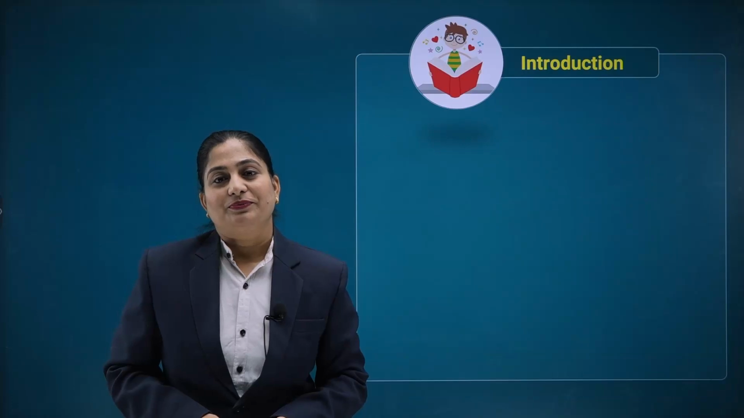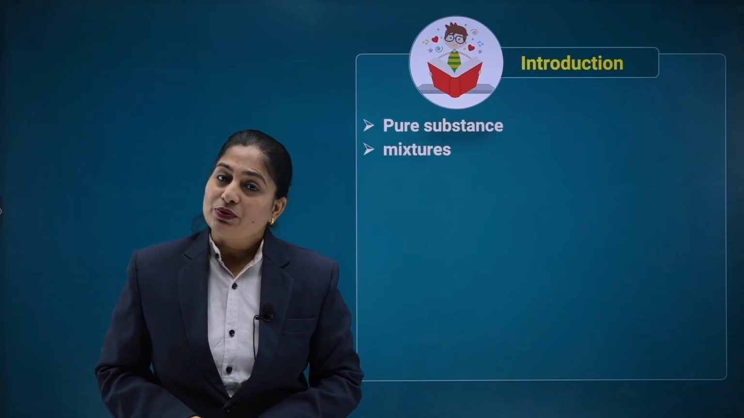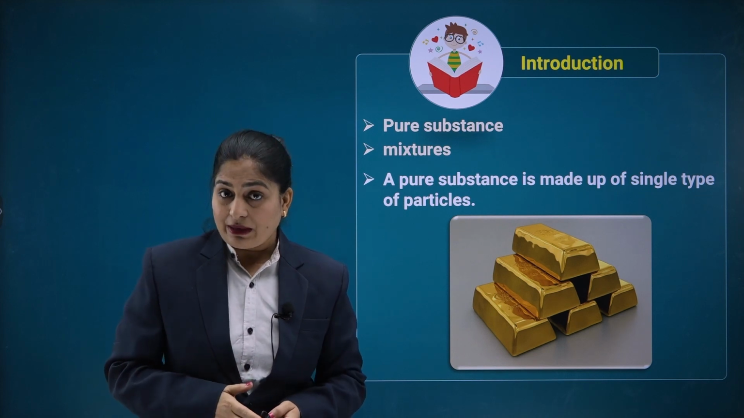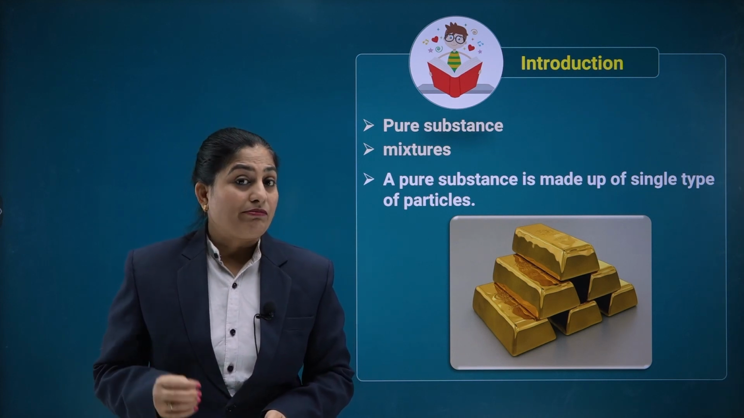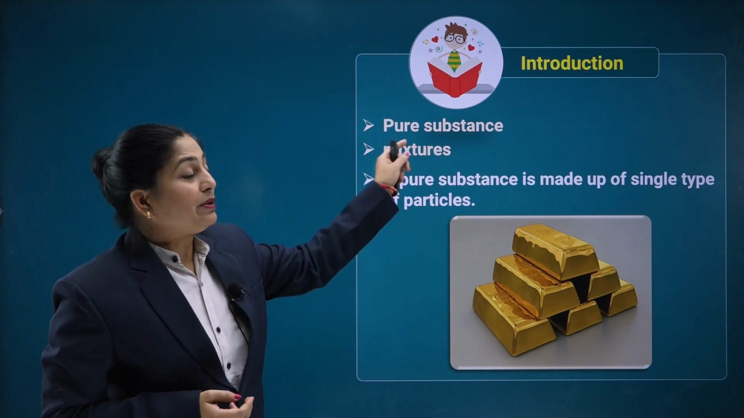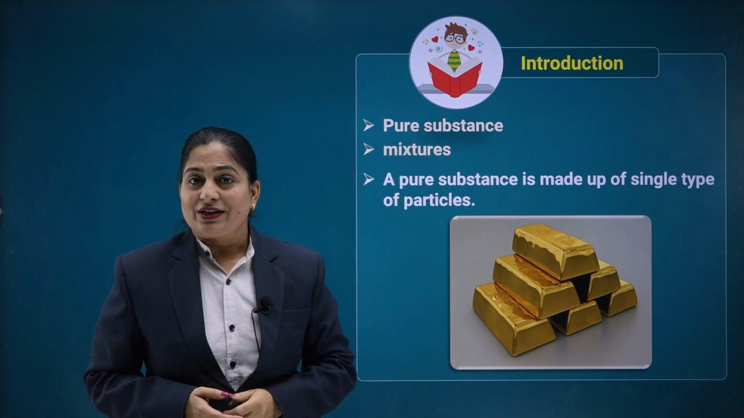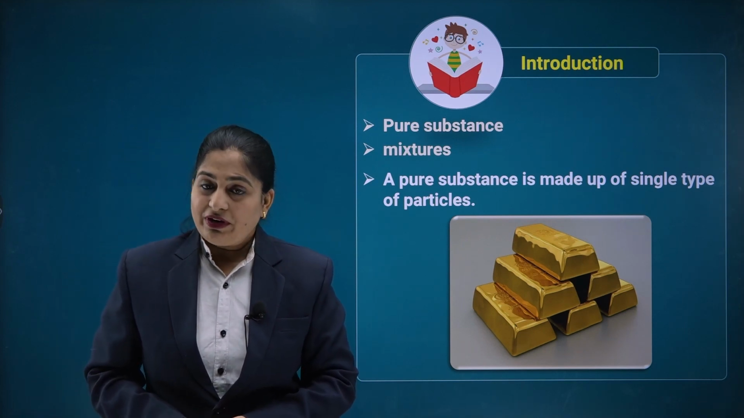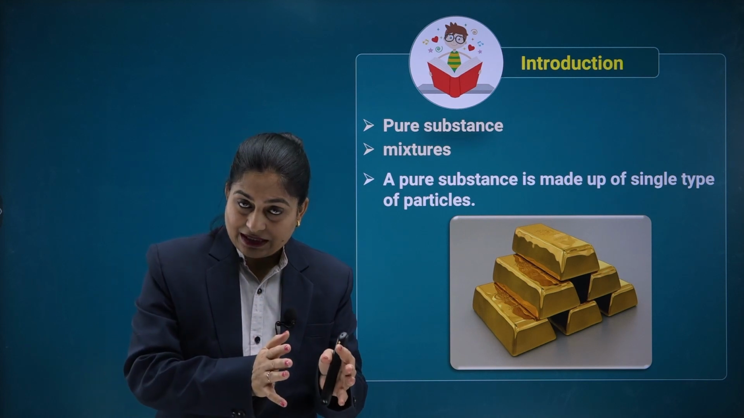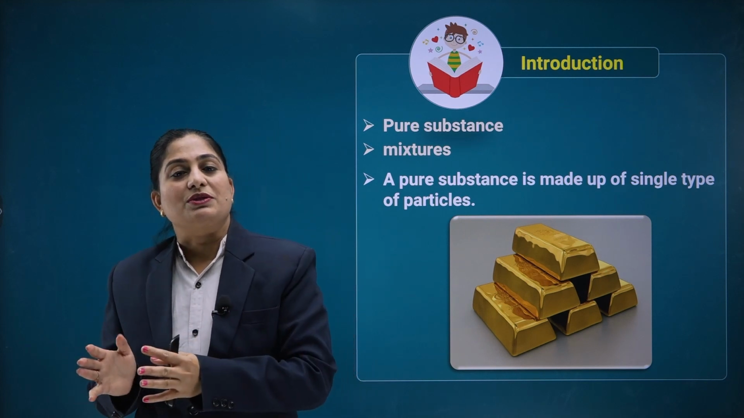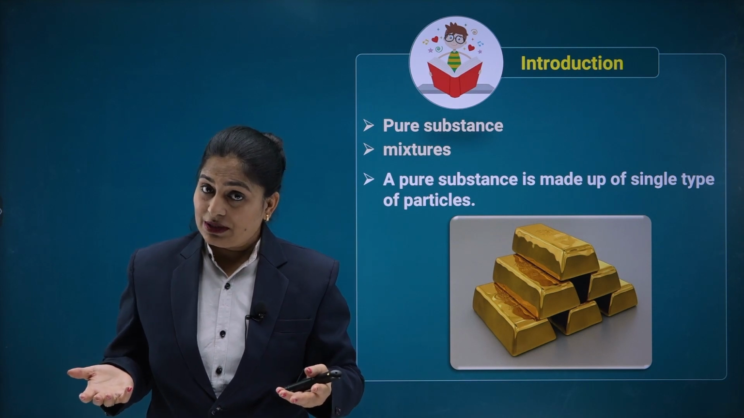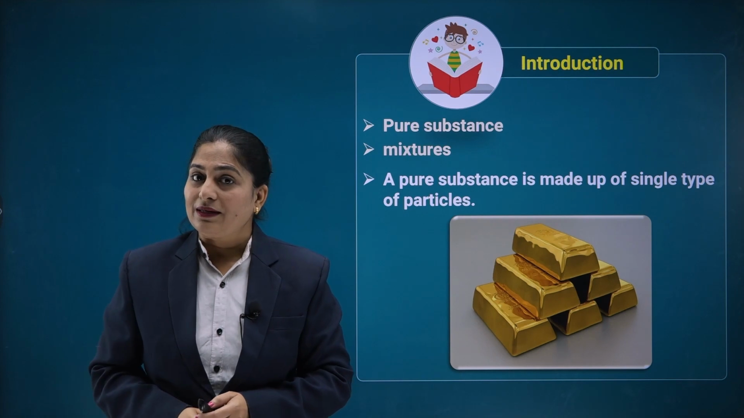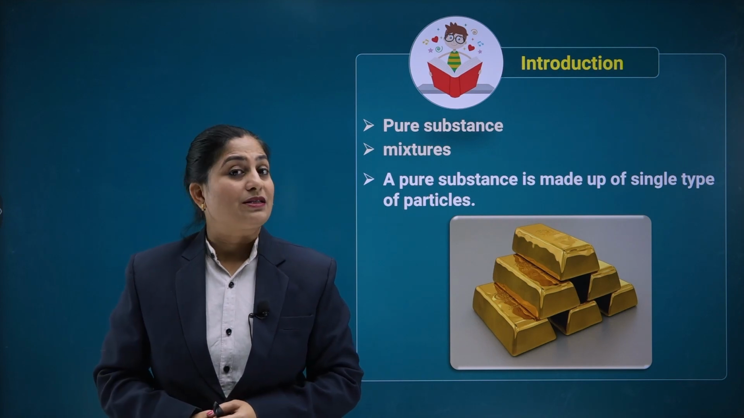Let us move further. Now we'll talk about the pure substance and mixture. When we classify matter on the basis of chemical composition, we say that matter is of two types: one is the pure substance and the other is the mixture. In this chapter we are going to discuss these two in detail. If I ask you what is a pure substance, I say that a pure substance is made up of one type of particle. That means जो एक ही तरह के particle से बना हुआ है.